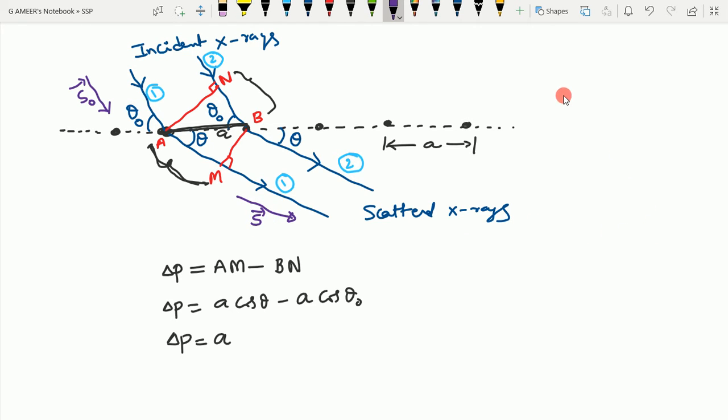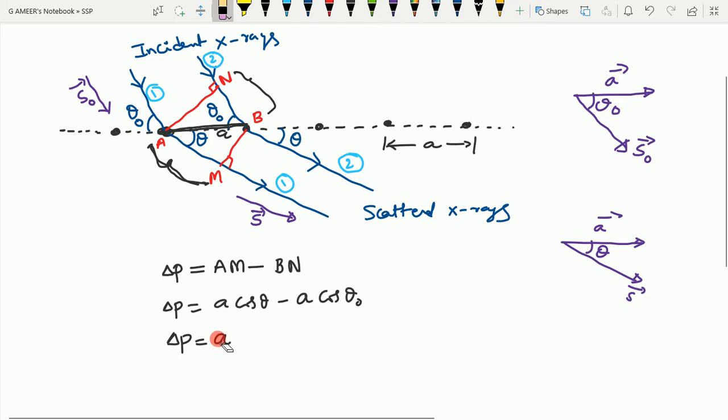Okay, so if I take this is the A vector, along the incident ray direction I have A vector and this is the theta naught. So the angle between the A and this is the S naught. Similarly, this is the A vector, then along the scattered direction, this angle will be the theta.